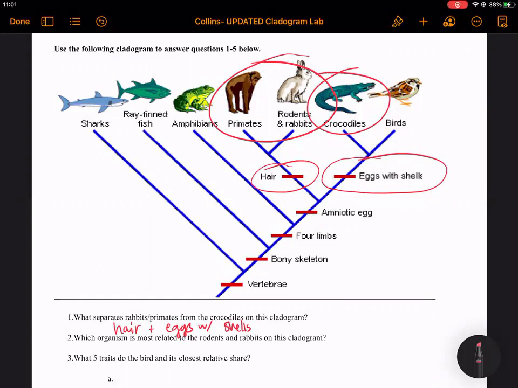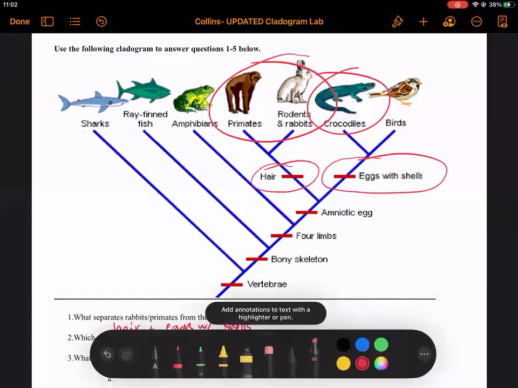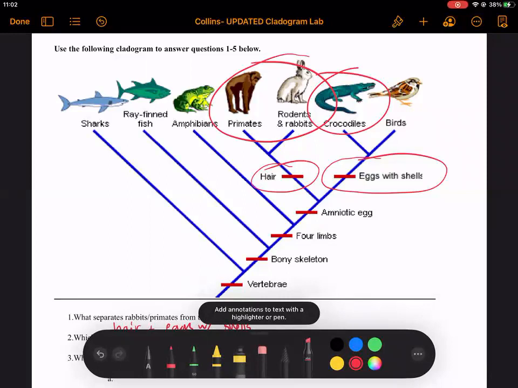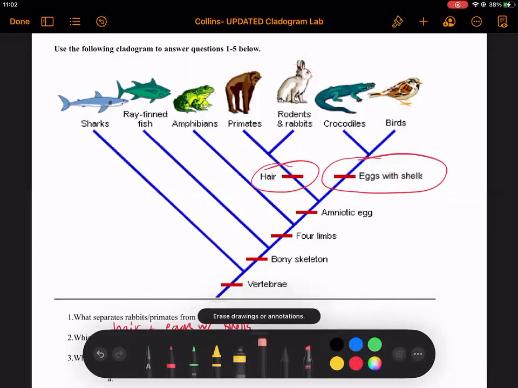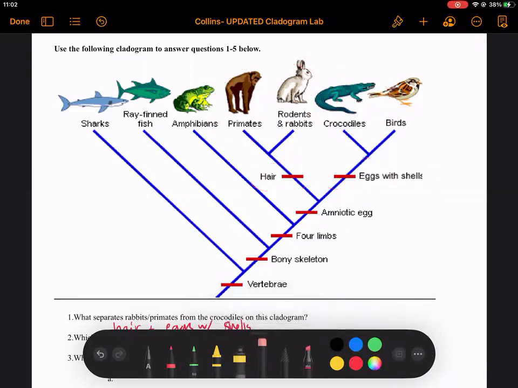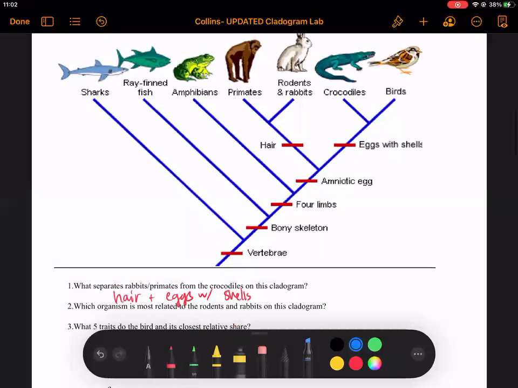All right, number 2. Which organism is most closely related to the rodents and rabbits on this cladogram? So what organism do we find closest to the rodents and the rabbits? Let me hear from Adrian. What'd you get for this one? All right, I'm going to come back to Adrian. Let me bounce over to Eunice. What'd you get for number 2?